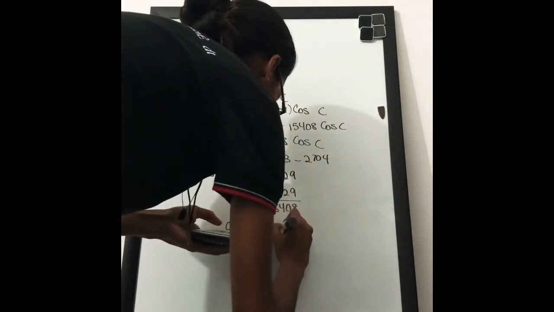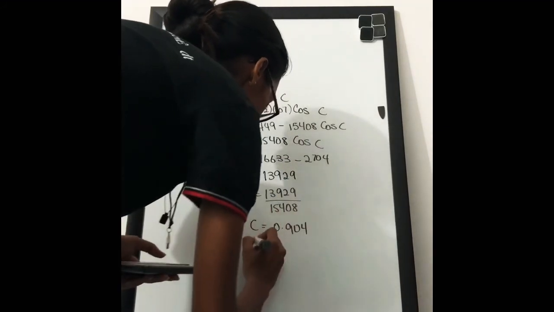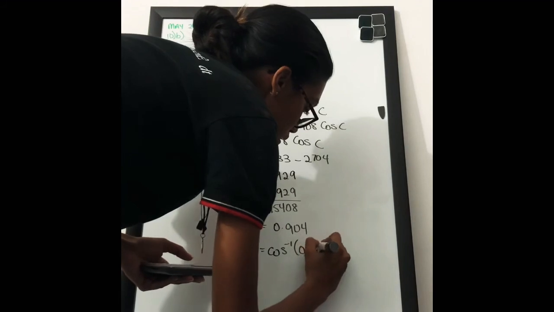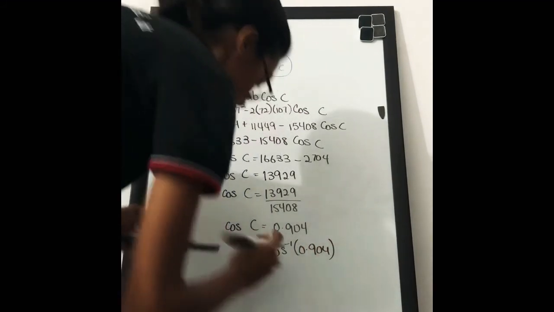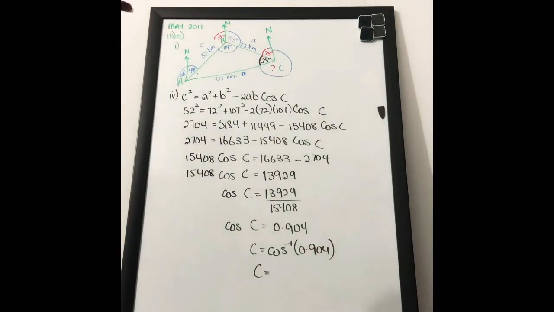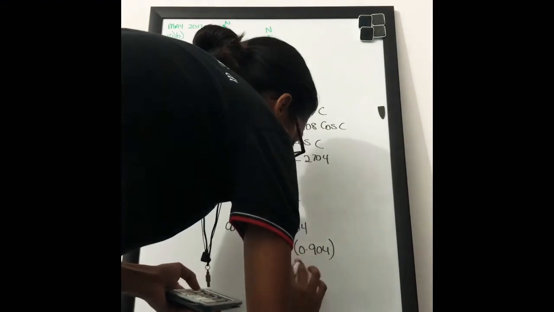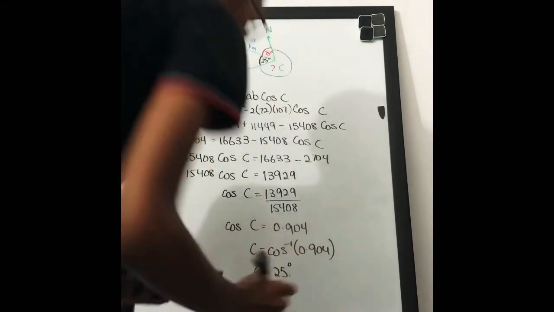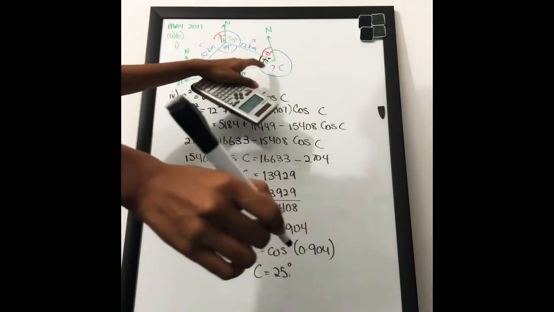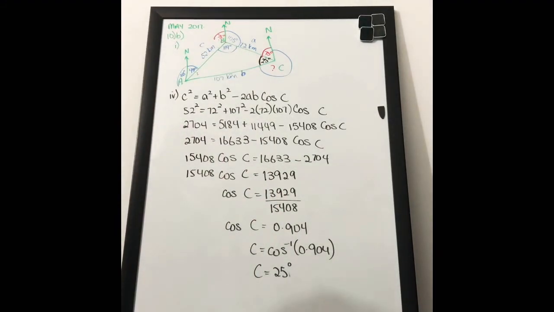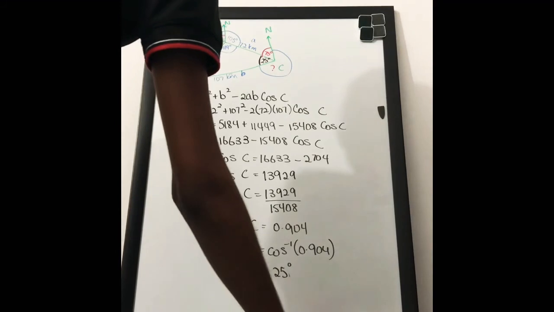So this is 0.904. C would then be the cos inverse of 0.904. So we have 25, same thing again. So we proved that this is this. When we add that, we get 100, and minus it from our full revolution, 360, we get that it is 260.